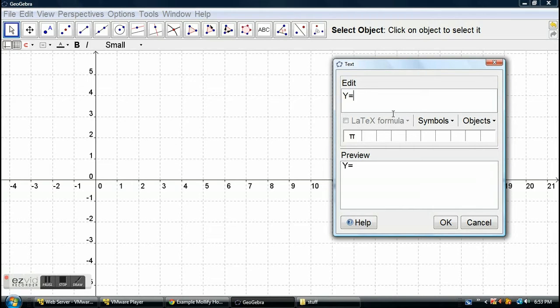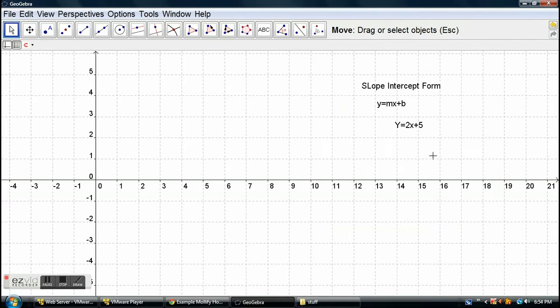Just do y equals 2x plus 5. That one's good, a nice simple one. Let's move it over here. Now what you're going to want to do is look at your equation. This 5 right here is going to be your y-intercept. So you're going to go to the y spot on the graph right here, and you're going to put a point there.